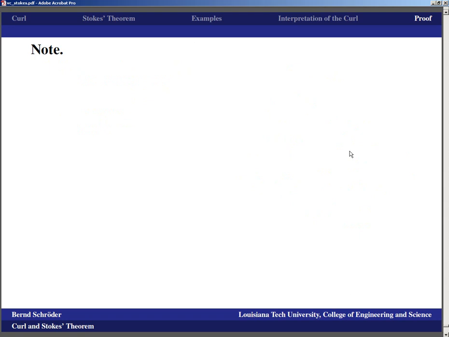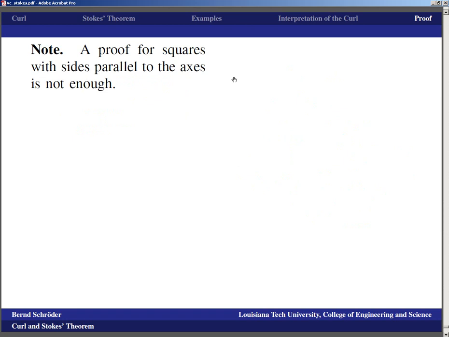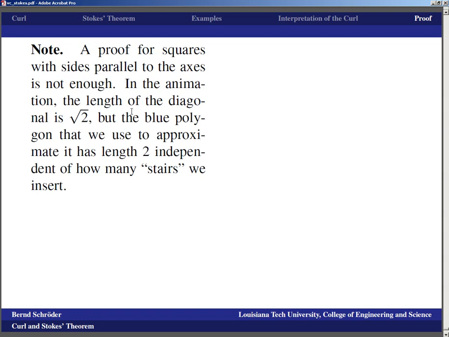Now, that proof was really hard. There's a quick note here just for those who really want to appreciate the abstract stuff, and that is the proof of Stokes' theorem that we've done for the triangle would be a whole lot simpler if we used squares parallel to the axes. But it turns out that that is not good enough, because, for example, in the animation that we're just going to see, the length of the diagonal is square root of 2.